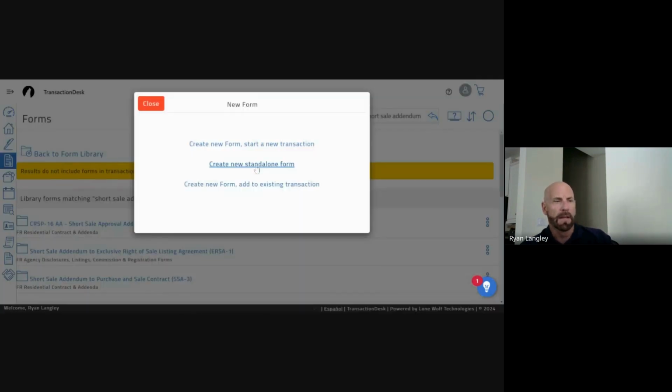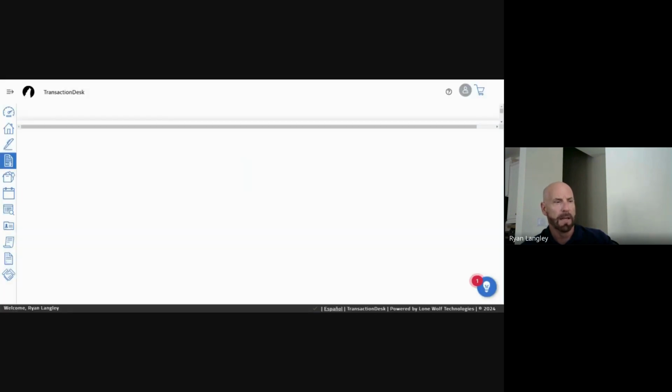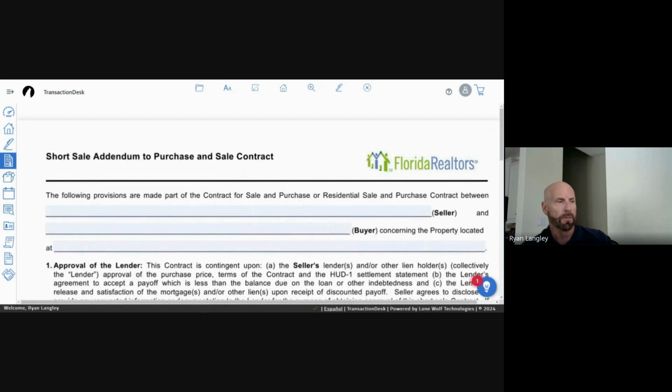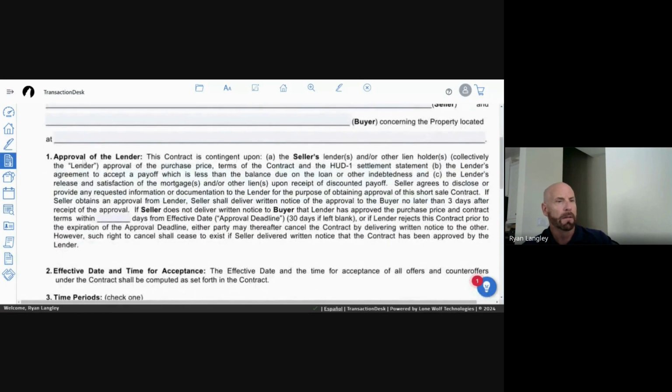There's two of these. I have to look at them to make sure which one is best, but I think it's this one. The other one goes with the crisp anyway, but this one's the one you want to use. Okay, seller and buyer. The property located at 2675 Cabernet, whatever the address is. Okay. The approval of lender. If seller does not deliver written notice to buyer that lender has approved the purchase price and contract terms within, typically you want a drop dead date of 60 days, something like that here.